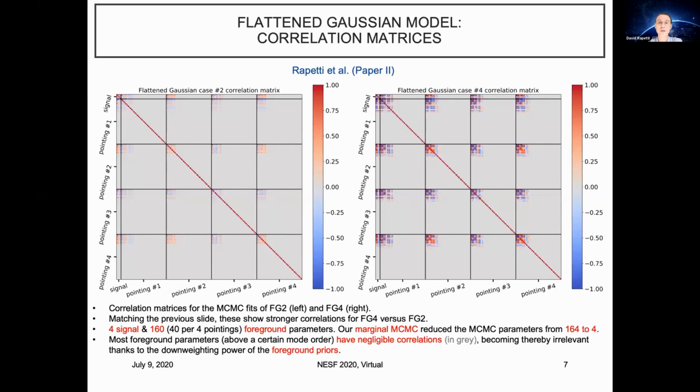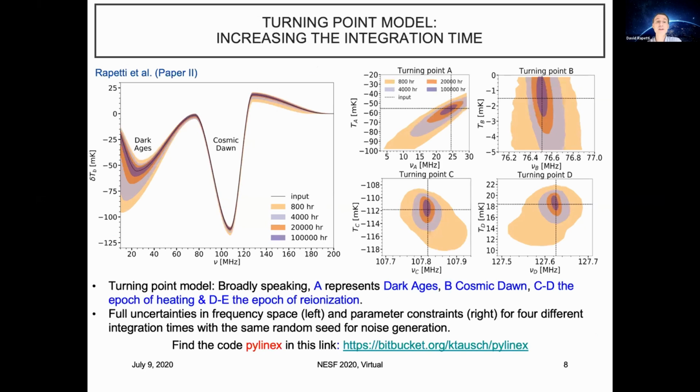And this is when we actually use foreground priors. You can see more details on that in the paper. We use this technique instead of using an information criterion in this case. And the last thing I want to mention is what happens if we go to a slightly more sophisticated model than the flattened Gaussian. This is a phenomenological model as well, but it allows us to describe both the cosmic dawn and the dark ages, as we are interested in for DAPPER.